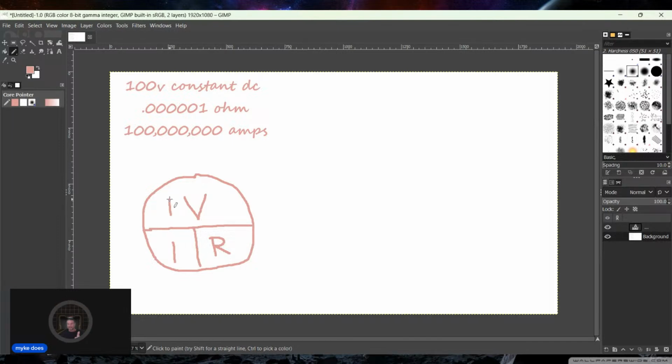So when your volts goes up, your current goes down, and your resistance goes up. And when the volts goes down, damn it, I need to do this again. Hold on. Let me try this another way.